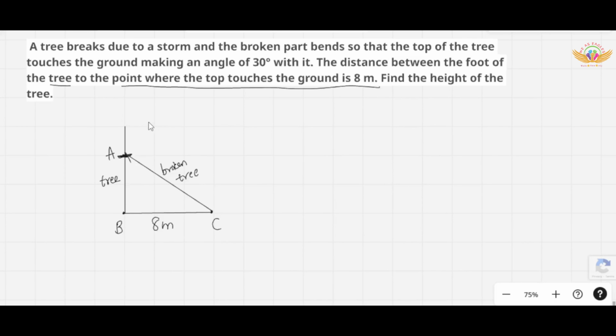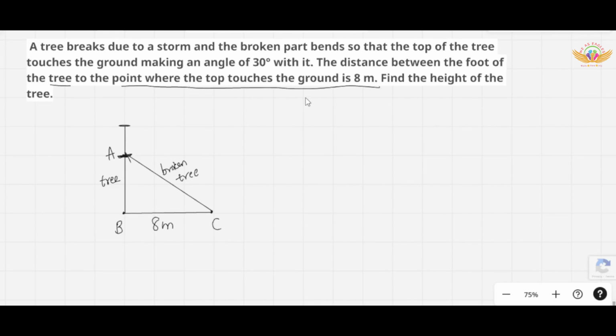Now the question is, most of the children and students get confused here. What is the height of the tree here? Directly we will do AB. AB is the height of the tree. No. Even AB is the tree, and also AC is also the tree. This is the broken tree, right? You have to add both AB, the tree which is withstanding, and the tree which is broken. Then you will get the total height of the tree up to here. When you add this part and this part, then you will get the entire height of the tree.